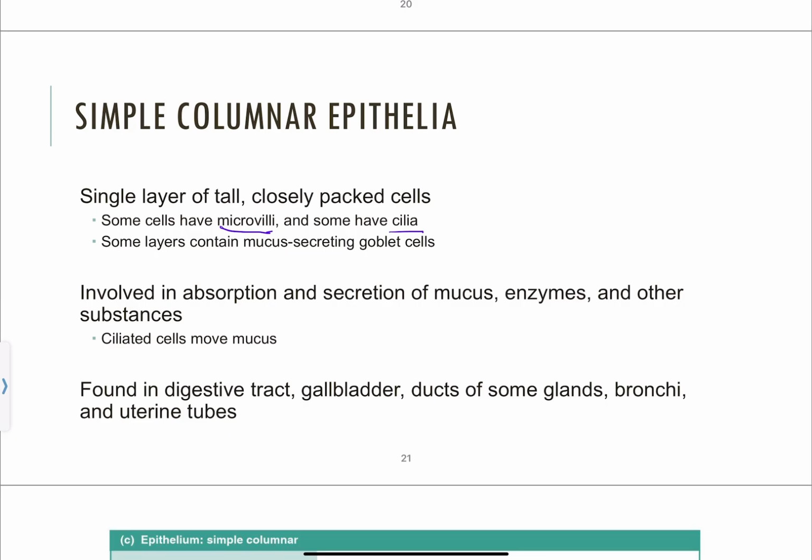Some of the tissues will also contain mucus secreting goblet cells. So I'll point one out if we see one on one of these pictures. Again, because we're talking about simple, epithelia is going to be involved in absorption and secretion. Additionally, because we have these goblet cells, it's going to be involved in secretion specifically of mucus, enzymes, and some other substances.